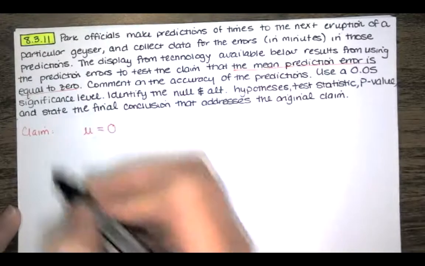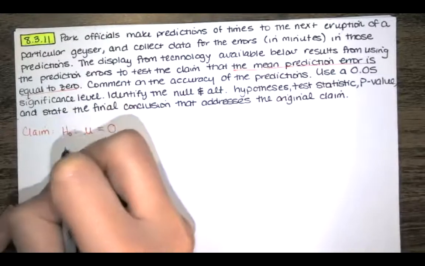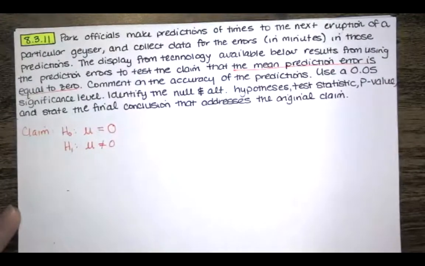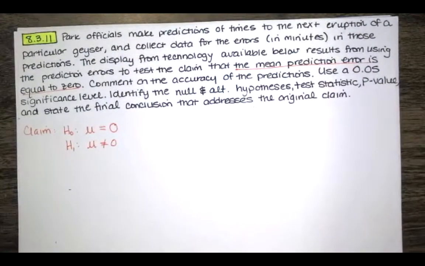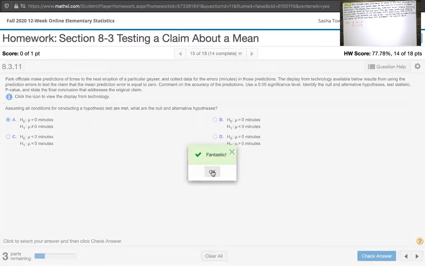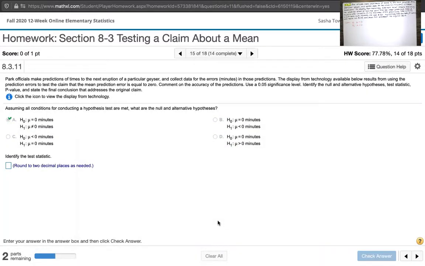Now that includes an equals sign, so that's the null hypothesis. If that's not true, we have a not equal to sign. So there are our alternative and null hypotheses. Okay, so the null is that the mean is equal to 0, and the alternative is that it's not equal to 0. Okay, great. And then they want us to identify the test statistic.